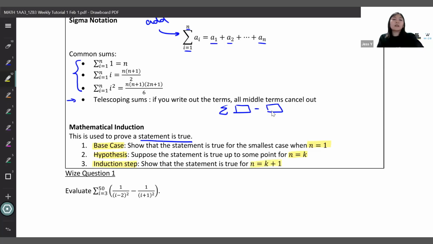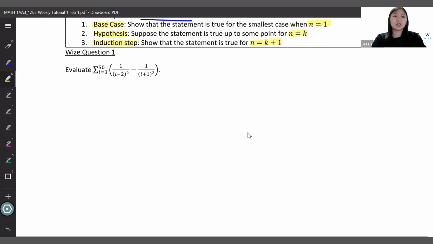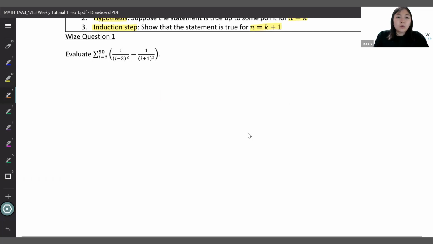Okay, I'll show you how to do a mathematical induction, but let's start with some sigma notation stuff. Questions like this, as we're doing them together in these tutorials, will really help with your assignment, all right? So we want to evaluate the sum where i goes from 3 to 50 of 1 over (i minus 2) squared minus 1 over (i plus 2) squared.